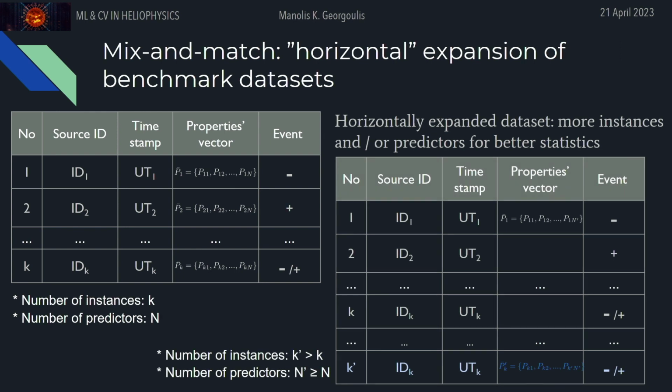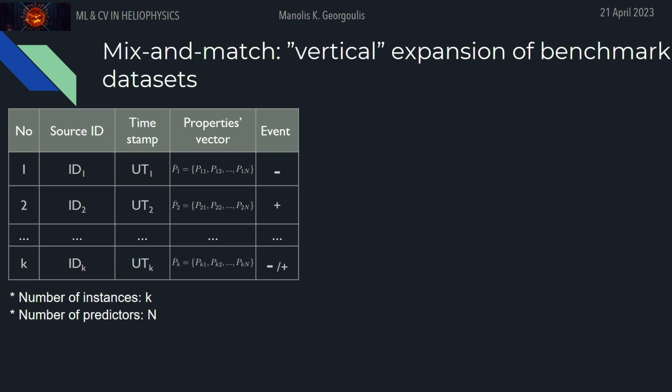You can horizontally expand it by doing what? Either increasing the number of instances in the same format, or increasing the number of predictors, so n prime, which is bigger than n over here, so that you improve your statistics. That's a horizontal expansion of a benchmark data set. If the data are being collected the same way, then the horizontally expanded data set is also a benchmark data set.